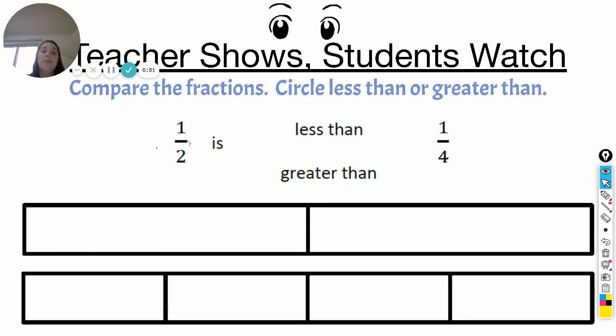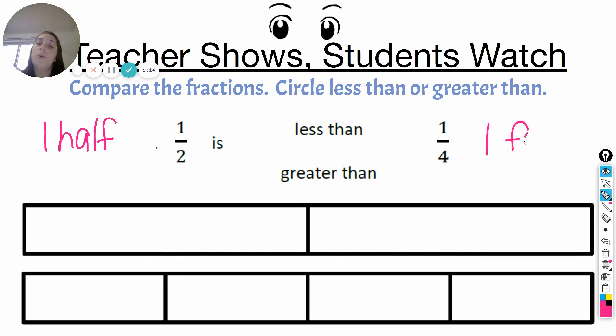Okay, so we have two fractions, 1/2, which is 1/2, and I'm just going to write that over to the side. And then over here, we have another fraction, 1/4, which is 1/4. Okay, so we have to figure out, is 1/2 smaller than or bigger than 1/4?